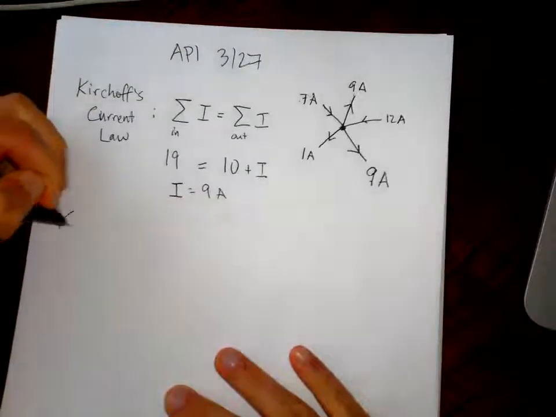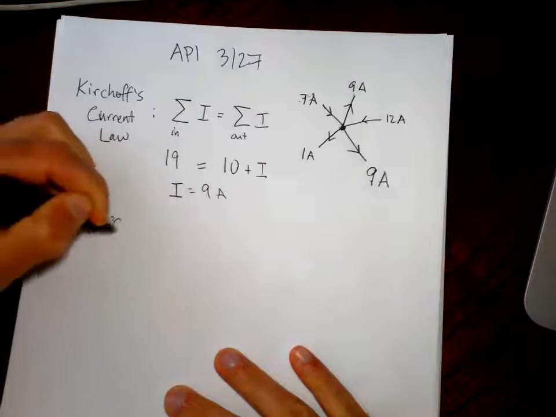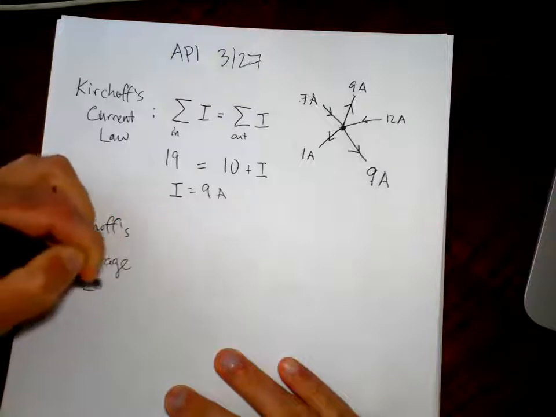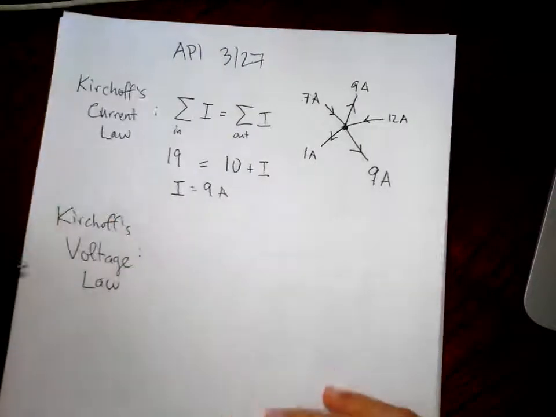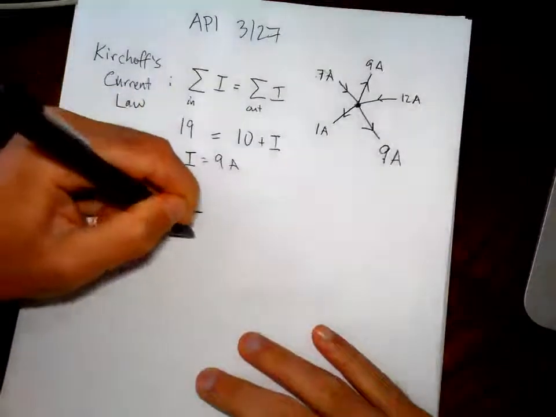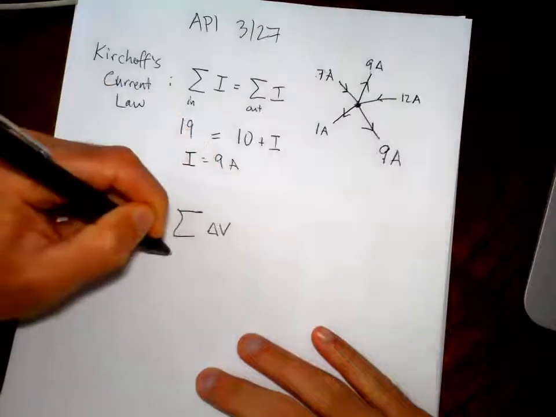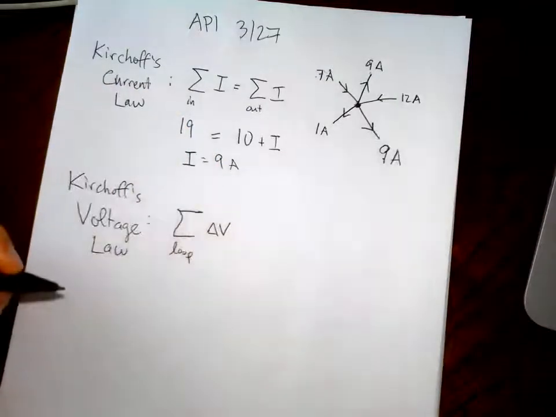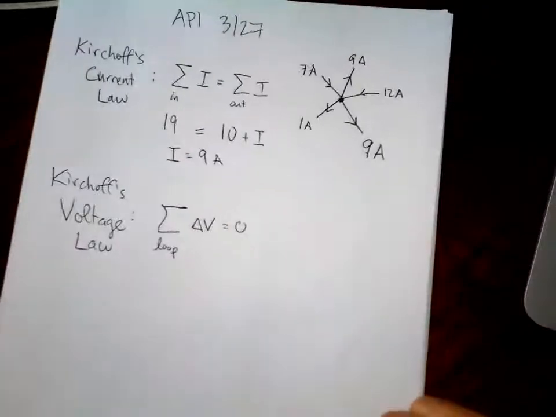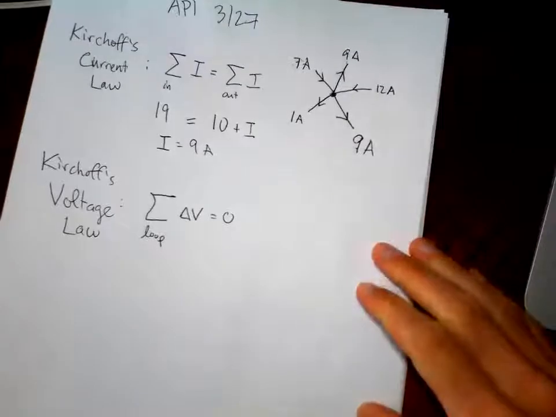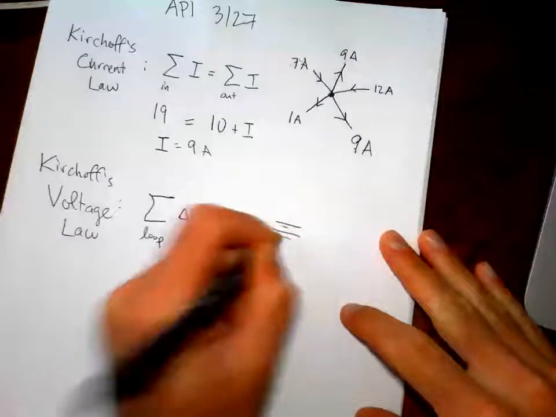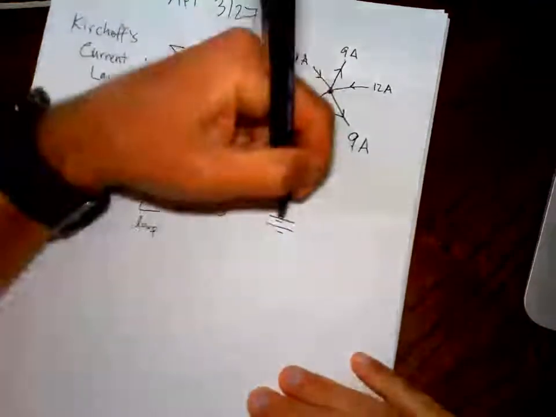Then there is also Kirchhoff's voltage law. Kirchhoff's voltage law says that the sum of the voltage changes around any loop in the circuit has to be equal to 0. All right. So a good example of that is if we have, for example, a voltage divider circuit.